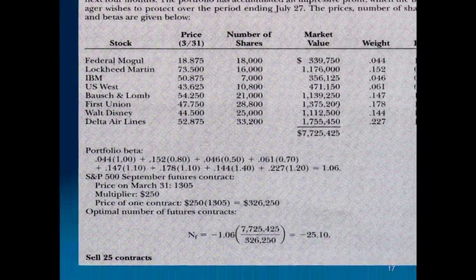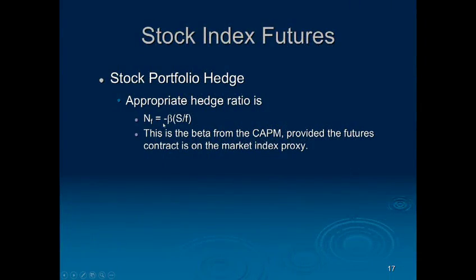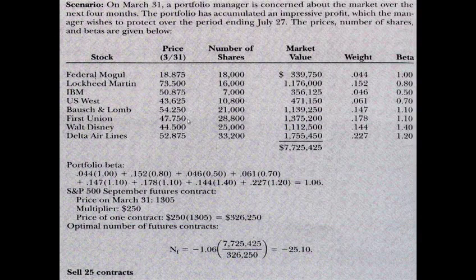So, if we're going to apply this equation here, we need to work out the portfolio beta, the total value of the portfolio, and the price of one futures contract. Well, we know what the total value of the portfolio is. It's $7.7 million. We've just basically determined that. The portfolio beta is going to be equal to the weighted average of all the betas for the stocks. So that's been calculated here. We end up with 1.06.